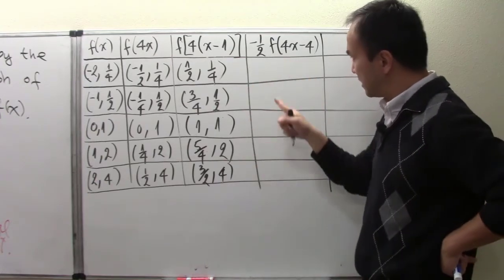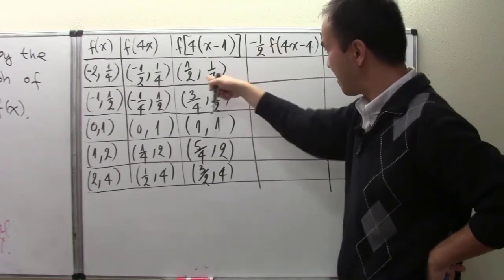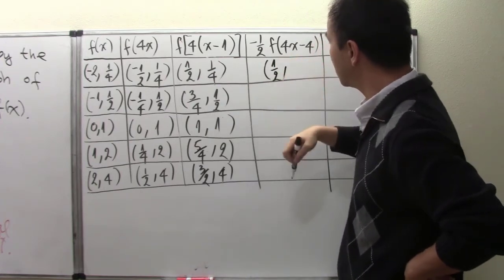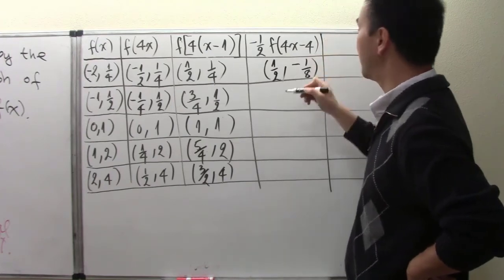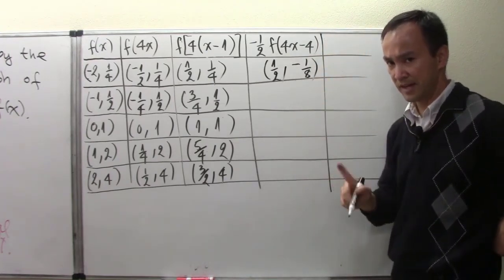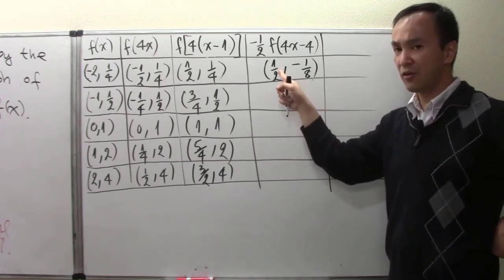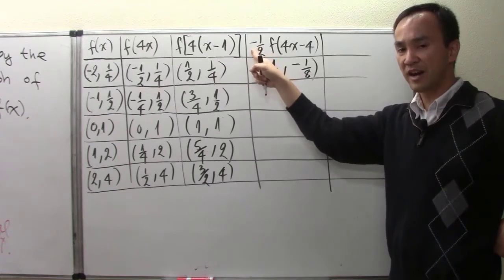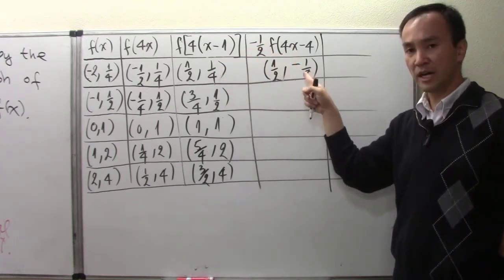Okay, so it's a negative 1/2. So the first point here, 1/2, comma 1/4, is now transformed into 1/2, comma negative 1/8. All right, so like I was saying, nothing happened to the x value, but every y value is multiplied by negative 1/2. So 1/4 times negative 1/2 is negative 1/8.